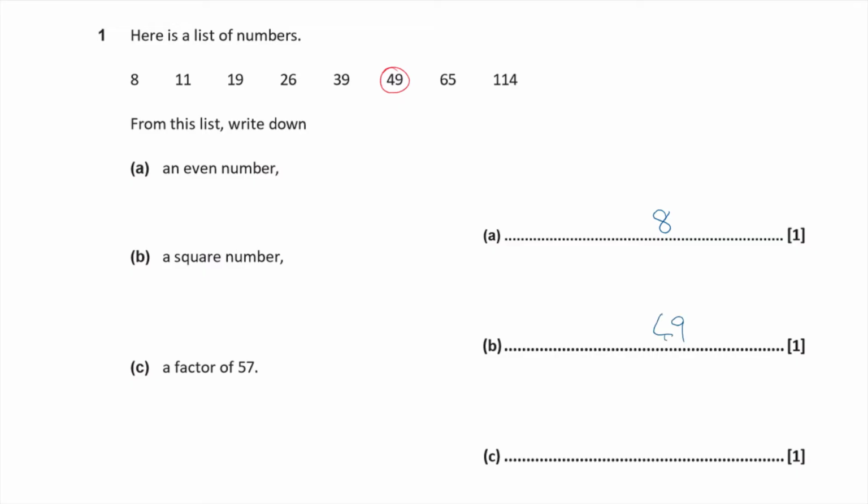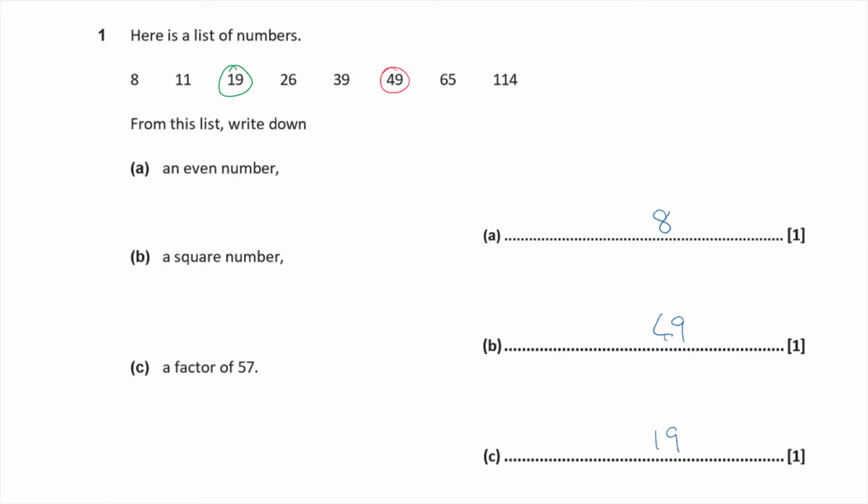And a factor of 57. Okay, well, what are the factors of 57? Well, it's going to have to be an odd number. Numbers that divide into 57. Well, 1 and 57 does, but I don't have those. What else? Does 3 go into 57? I think it does. 3 and 19, doesn't it? So that's going to be my factor of 57 then, 19, because 19 times 3 is 57.